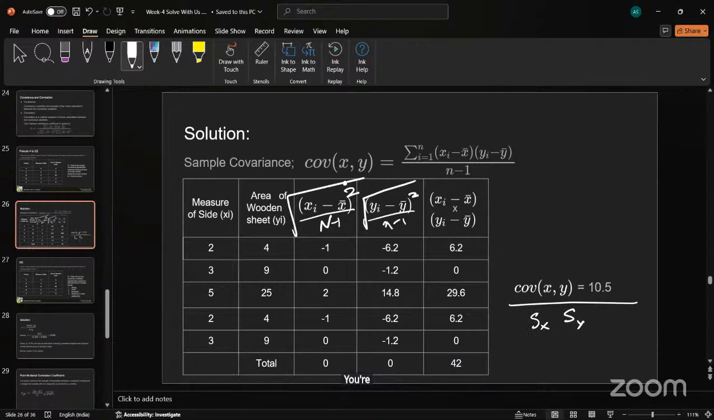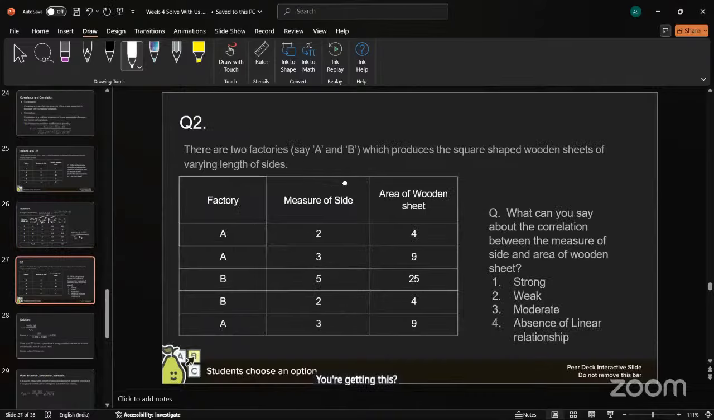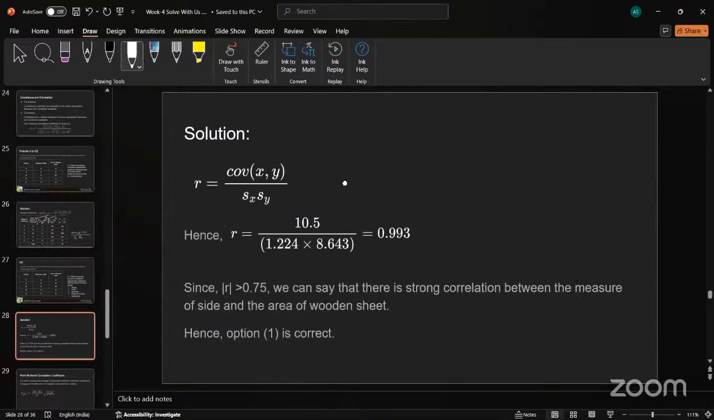Are you getting this? Yes, sir. They have not shown the calculation, but the standard deviation for x will come out to be 1.224. The sample standard deviation for the first one is 1.224, which we calculated earlier, right? And for the second one, it was 8.64.